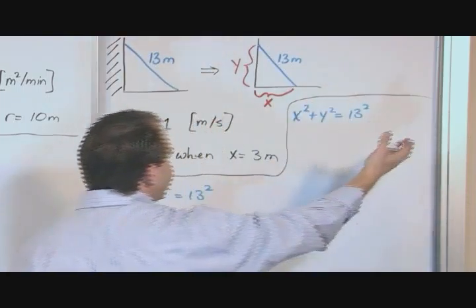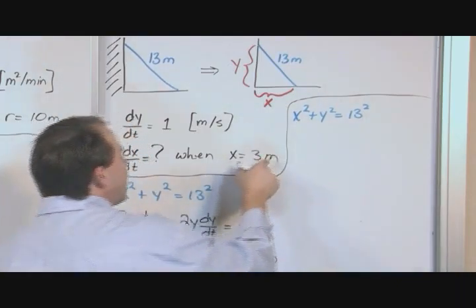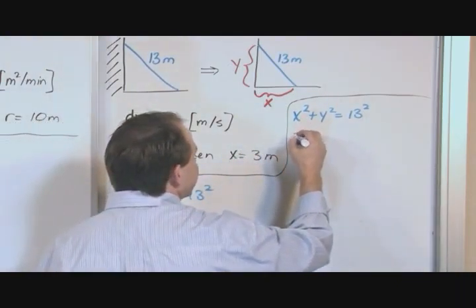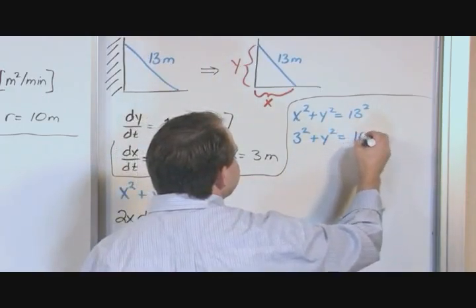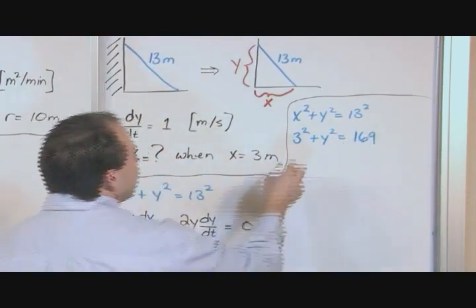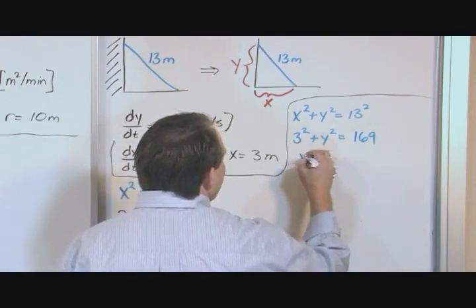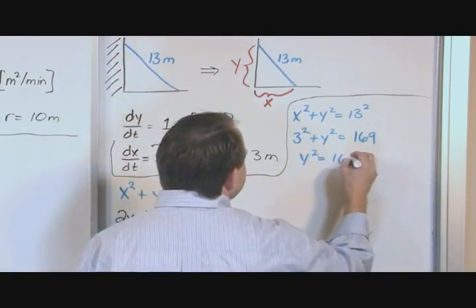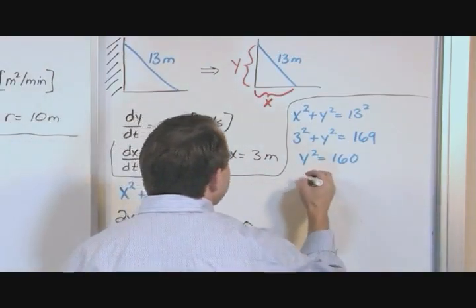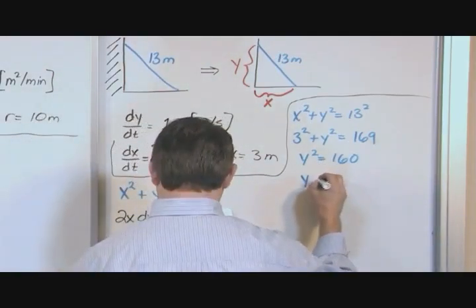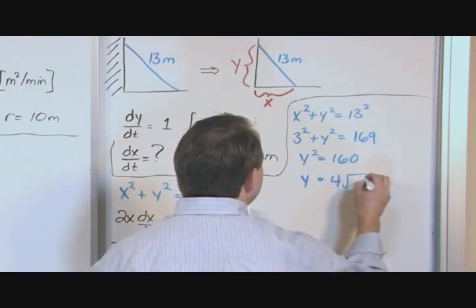So what I'm going to have is x squared plus y squared is equal to 13 squared. This is always true, right? x, I'm going to eventually get down to a value of 3, so it's going to be 3 squared plus y squared is equal to 13 squared, which is 169. So this is 9, so when you subtract it, you'll get y squared is equal to 160. Right? That's what you're going to get. And then when you take the square root of this guy, if you do a factor tree, you'll get 4 times the square root of 10.